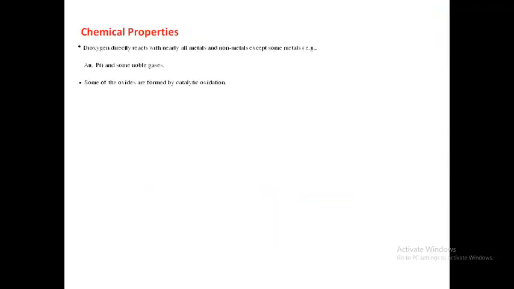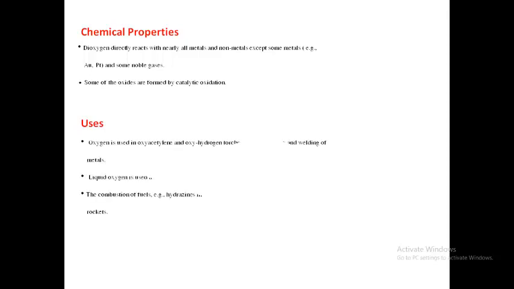Now, chemical properties of dioxygen. Dioxygen reacts with most of the metals and non-metals except gold and platinum and some noble gases. Some of the oxides are formed by catalytic oxidation. Here are some of the uses of oxygen. Oxygen is used in oxyacetylene and oxyhydrogen torches used for cutting and welding of metals. Liquid oxygen is used as a fuel for rockets and missiles. The combustion of fuels, that is hydrogen in liquid oxygen, provides tremendous thrust in rockets.